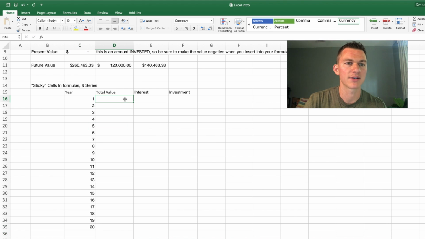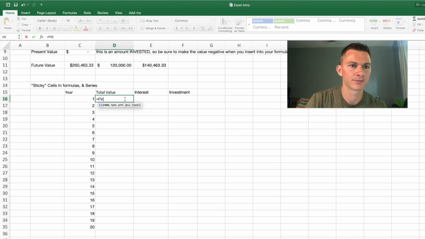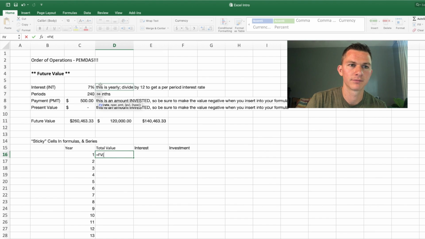There, 20. All right, so now total value. So now let's do future value, right? So equals, how do you do future value? Equals FV, parenthesis, rate's going to be the same, nper. All right, so number of periods.